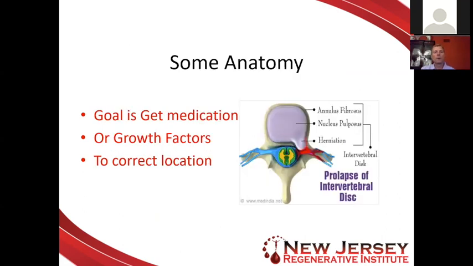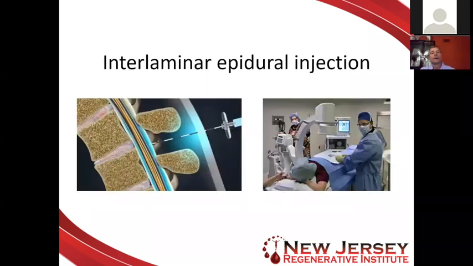So I just want to go over a little bit of anatomy again, and the goal here is to get the medication or growth factors to the correct location. And how do we do that? Well, if you have spinal stenosis, which is narrowing of the spinal canal, we can bring a needle. We use X-ray guidance, and we bring a needle a couple different ways to get into the epidural space. There's a few millimeters there, and we're pretty good at getting it to the right location.